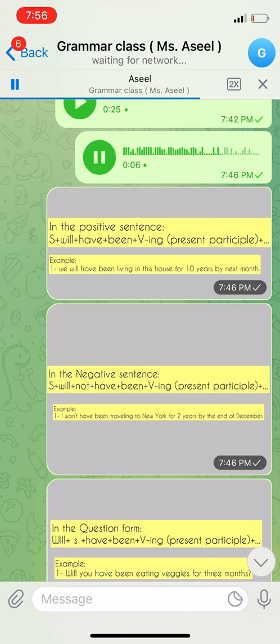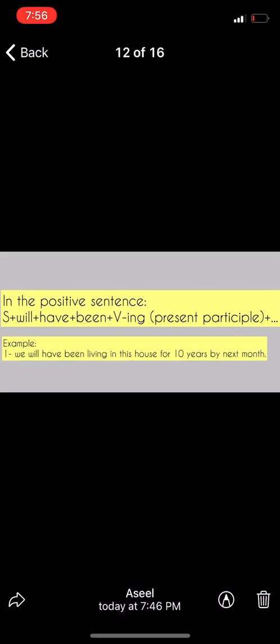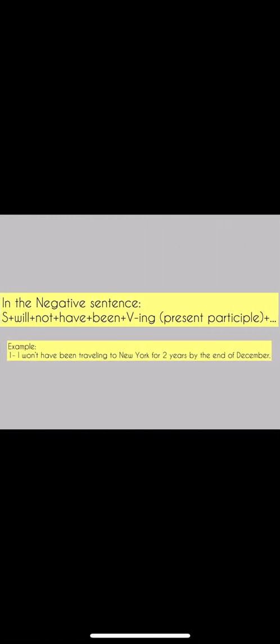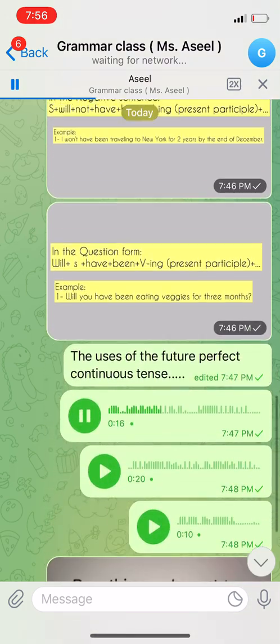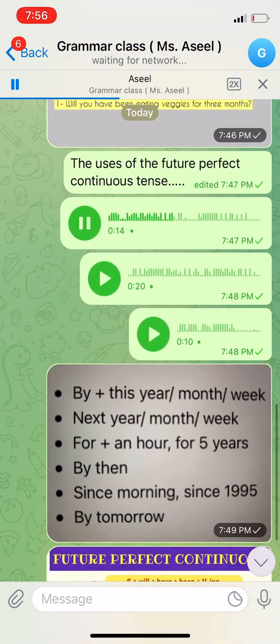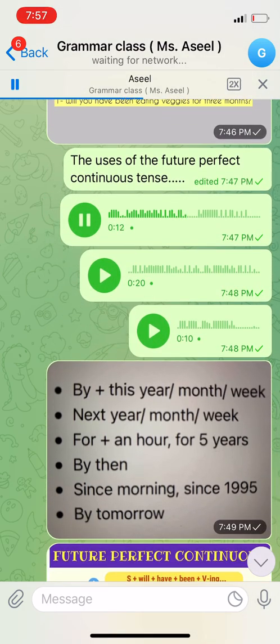Now we're going to take the future perfect continuous tense in a positive sentence. The future perfect continuous tense is used to show that something will continue up until a particular event or time in the future. For example, Nina will have been teaching at the university for more than a year by the time she leaves for Asia.